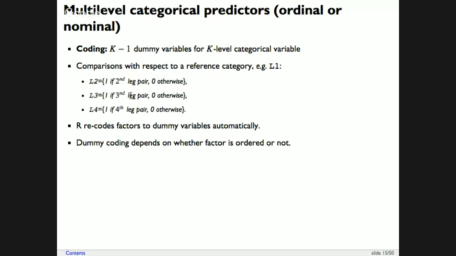Finally, we can have categorical predictors with more than 2 levels, either ordinal, meaning that they have a number. We could argue that the leg 1, 2, 3, 4 is an ordinal variable here, or a nominal categorical variable where there's no ordering.